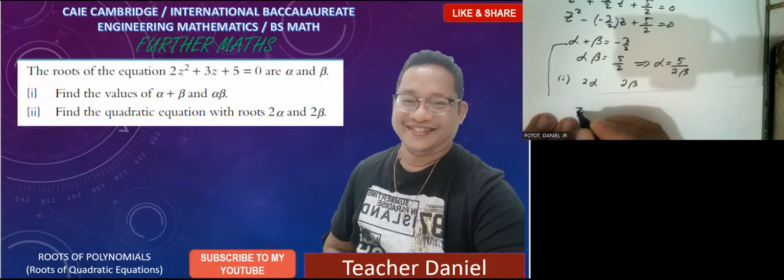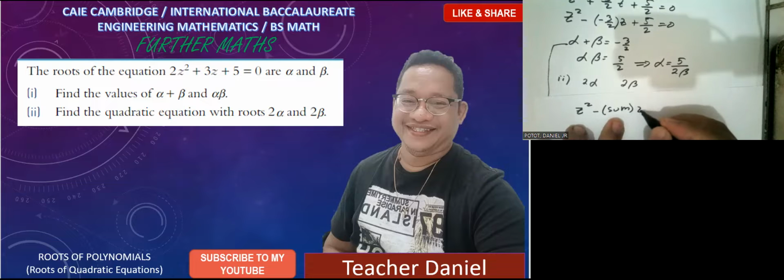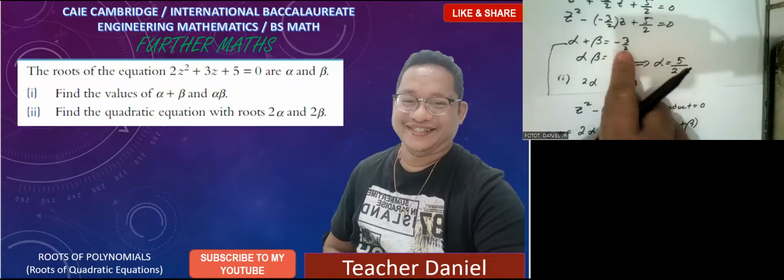Let's go back to the principle. The principle is that the equation is z squared minus the sum z plus the product. I think what we can just take is the new sum and the new product. Because these are the roots, 2 alpha plus 2 beta is the new sum, which is equal to 2 times alpha plus beta. And fortunately, the alpha plus beta is given there.